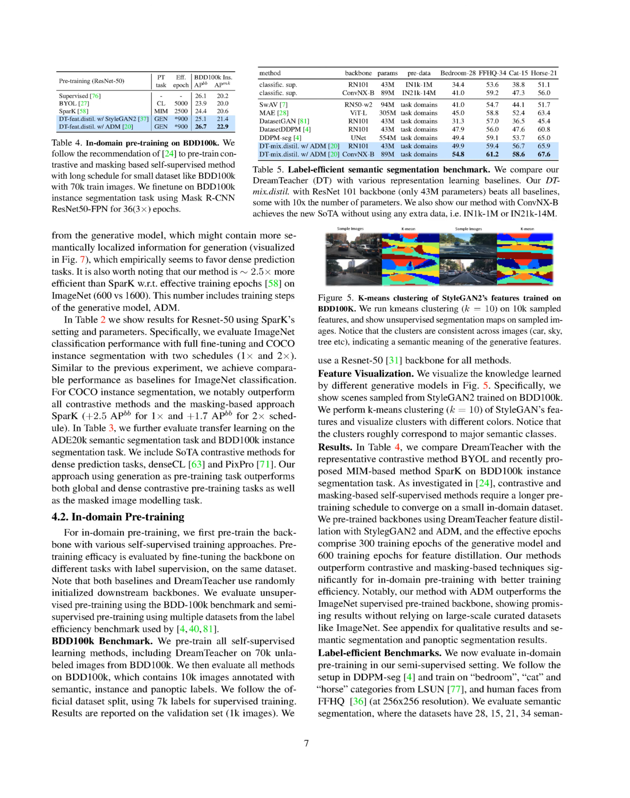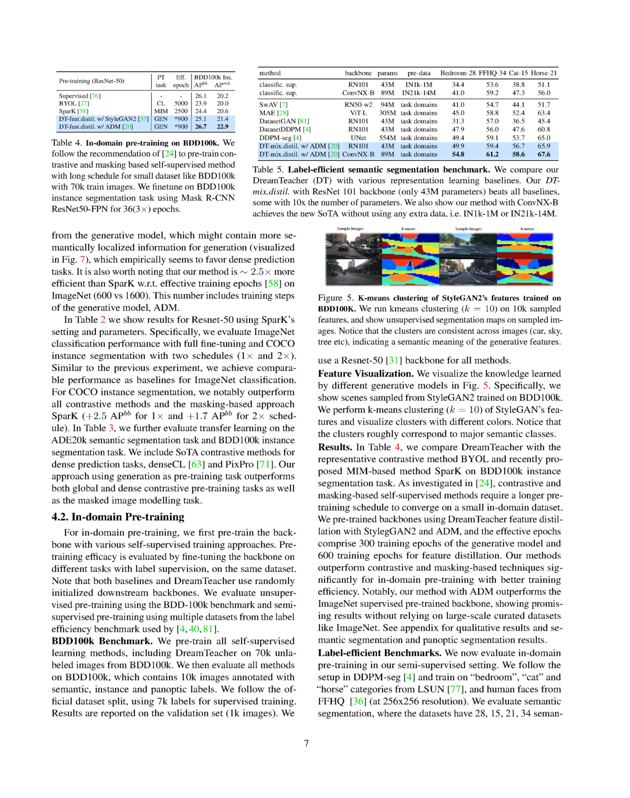We pre-trained models using DreamTeacher feature distillation with StyleGAN2 and ADM, and the effective epochs comprise 300 training epochs of the generative model and 600 training epochs for feature distillation. Our methods significantly outperform contrastive and masking-based techniques for in-domain pre-training with better training efficiency. Notably, our method with ADM outperforms the ImageNet supervised pre-trained model, showing promising results without relying on large-scale curated datasets like ImageNet.